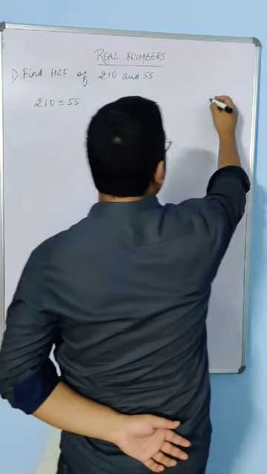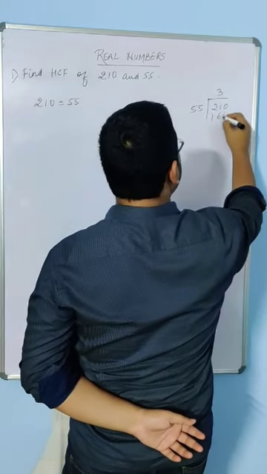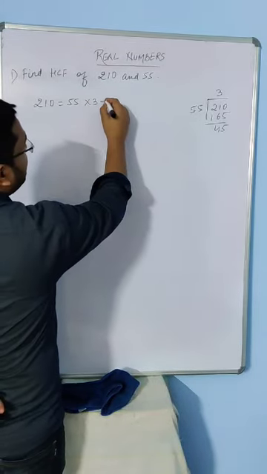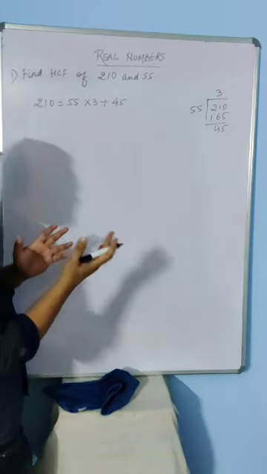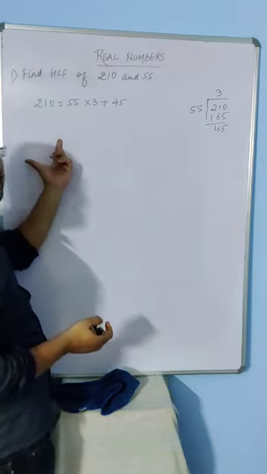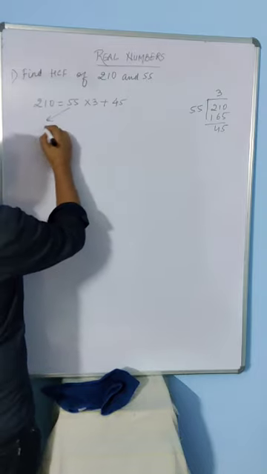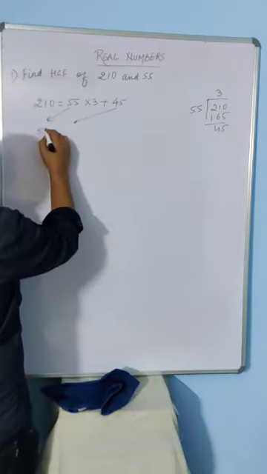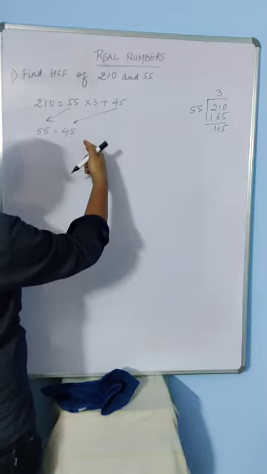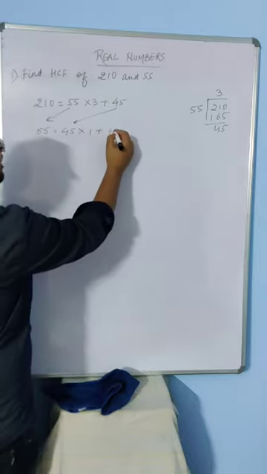So let's find what will be the quotient and remainder. It goes 3 times, you have 165, and the remainder becomes 45. So dividend is equal to divisor into quotient plus remainder. Now, as discussed earlier, the divisor at the first step becomes the dividend for the second, and the remainder for the first becomes the divisor for the second. So again applying, 55 divided by 45 goes 1 time, which gives you the remainder of 10.